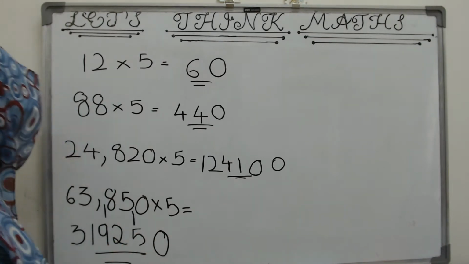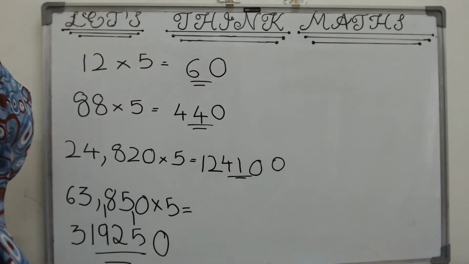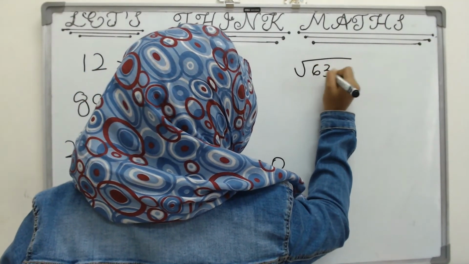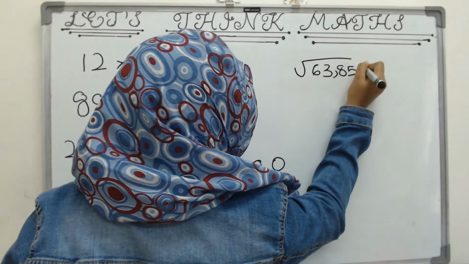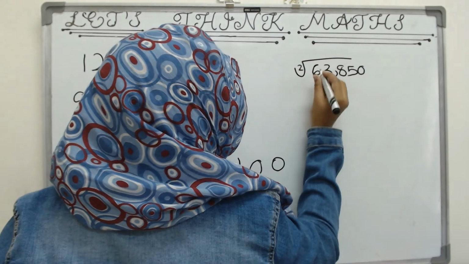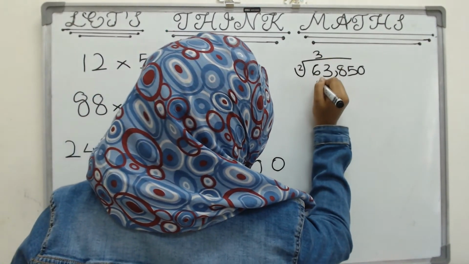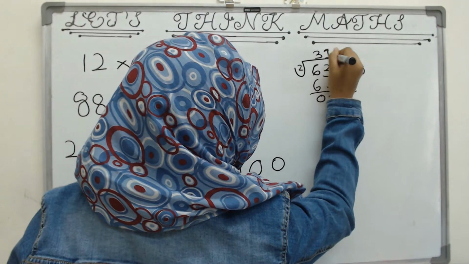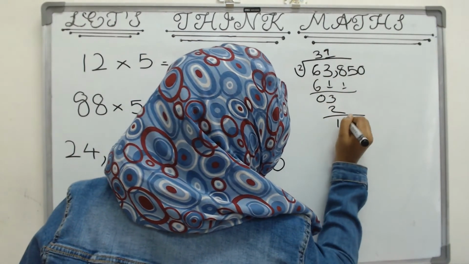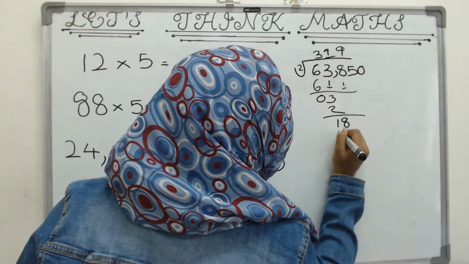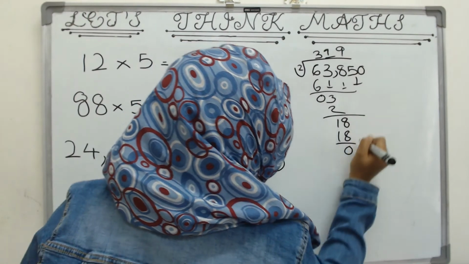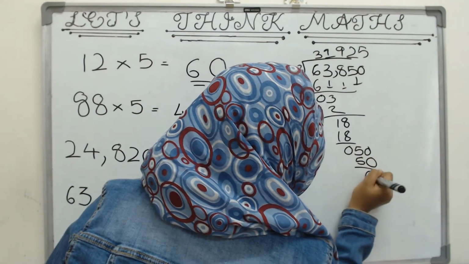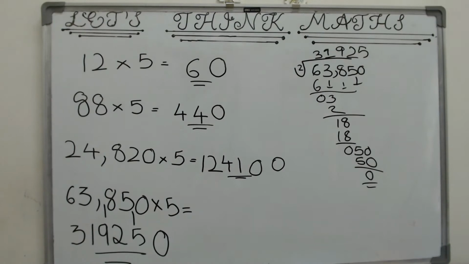This is your answer. Now, you can do it this way, and I would prefer it this way, or you can do it the long division method. So, this is your answer. Now let us move on to odd numbers.